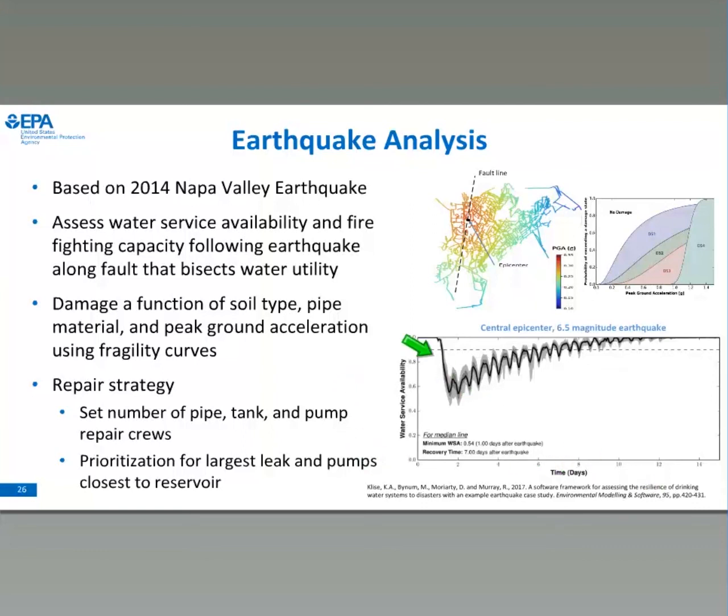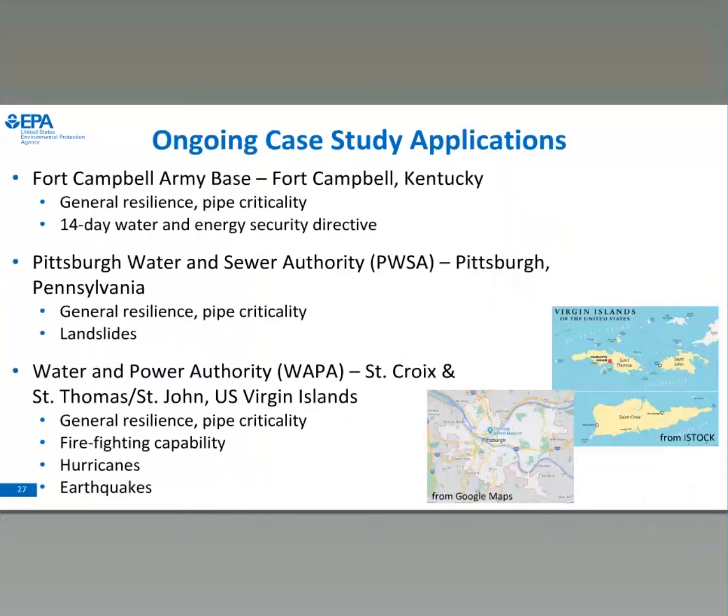In this graph, we're looking at the water service availability over time. And you can see that we did a multicolored simulation here. The black line represents the median case of all these different simulations. And you can see that it took about 7 days to recover after this earthquake. And there's fluctuation over time because of the diurnal patterns of the water consumption.